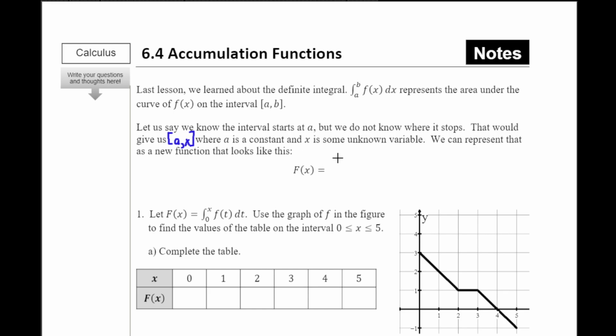Capital F of x is equal to the integral from a to x, and then it could be a function lowercase f of t dt. So the x here, the capital F of x, lets us know where we stop from a to x. And then this is a f of t or any other letter. It just can't be an x because we're already using an x over here.